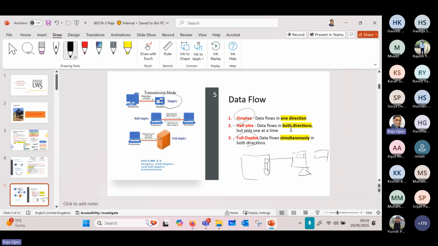Half duplex is something similar, but a little bit better. We used the same telephone line for more than 20 years. Someone was talking and we were sharing, in both directions, but only one at a time.